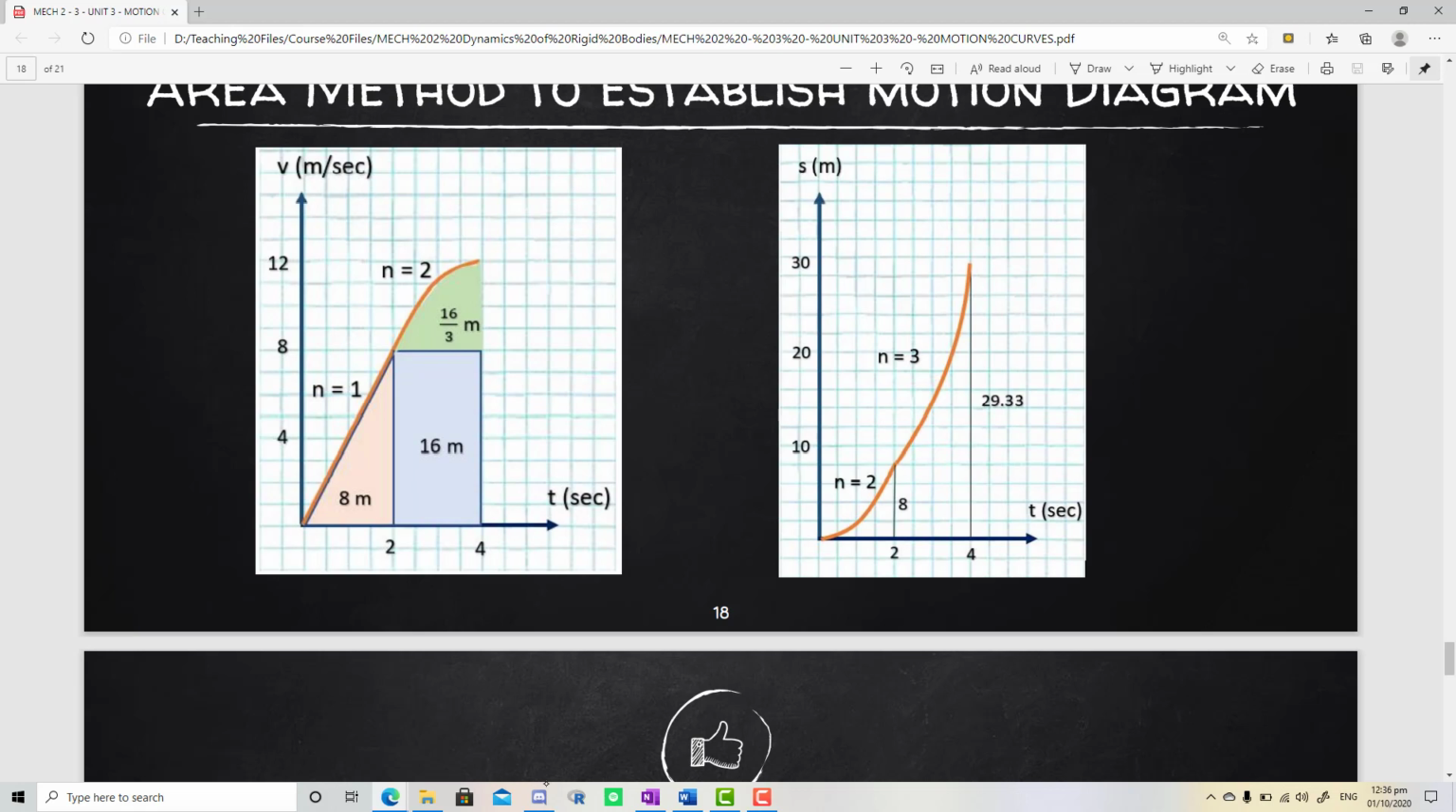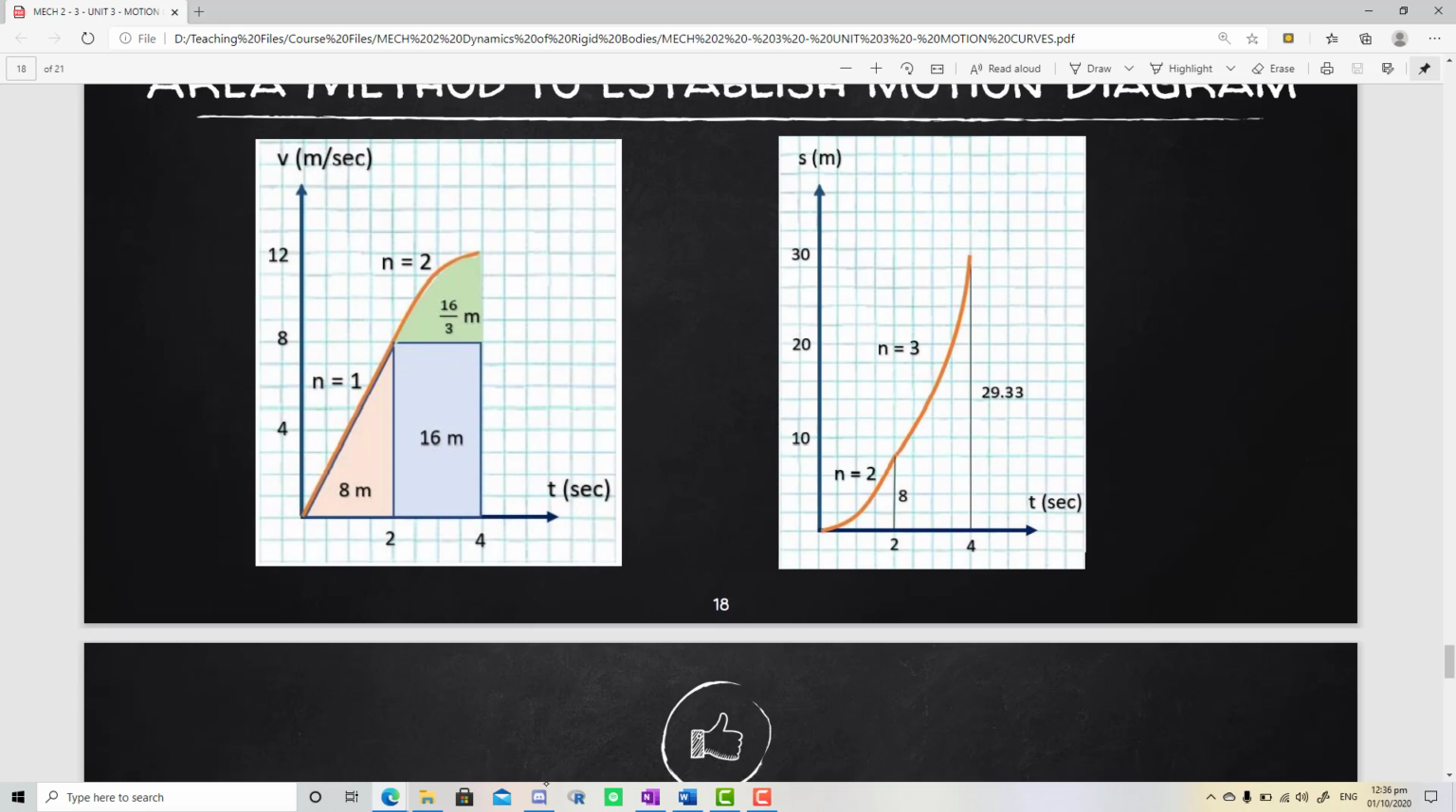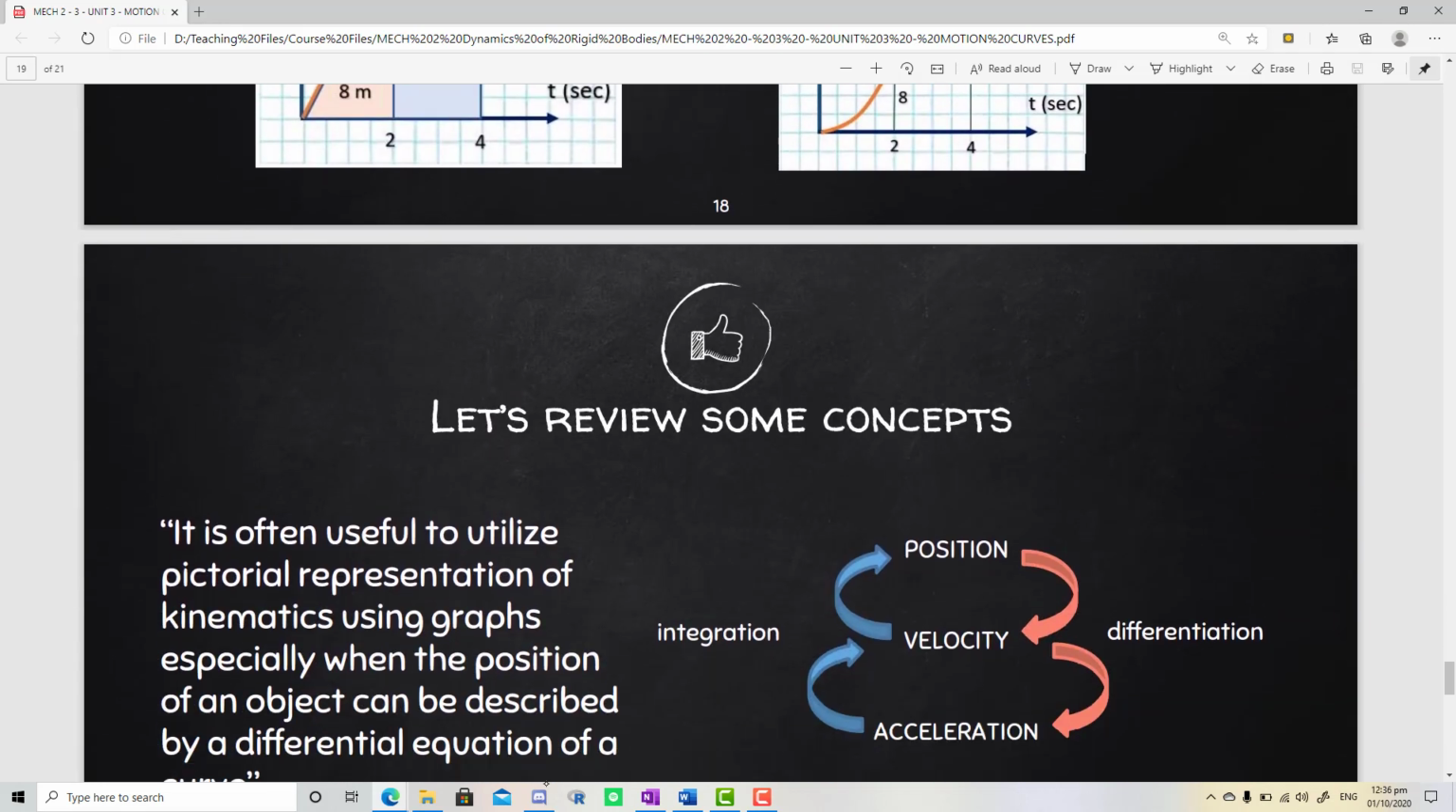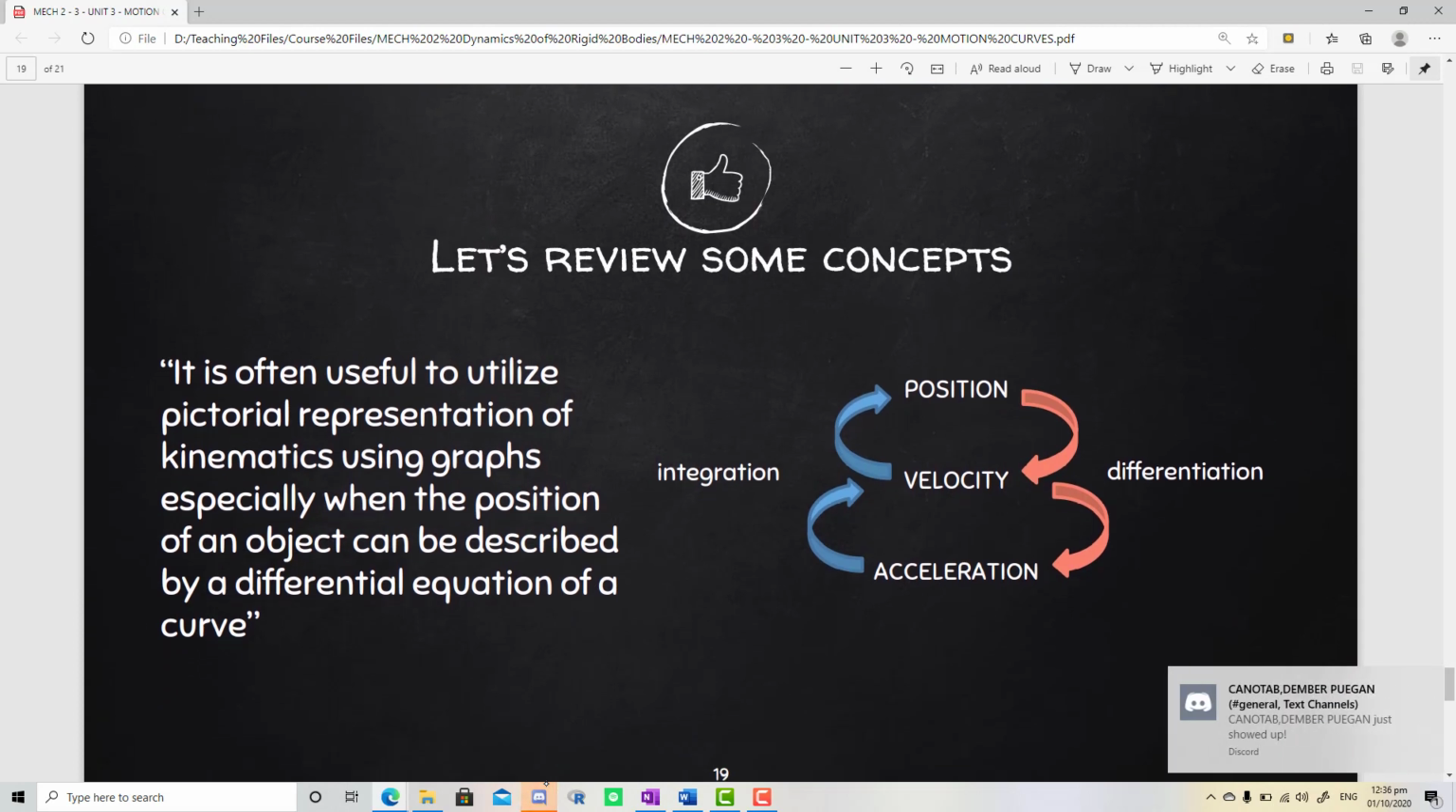And that is in the positive plane. So we will increase your position by 8 meters. So if you notice here, the height here is 8. And then again, since the area is referring to the changes, we add 16/3 plus 16, and we will arrive at a height of 29.33. So reviewing some concepts, if you have your position, velocity, and acceleration, you can obtain each of these equations using integration and differentiation of your values.